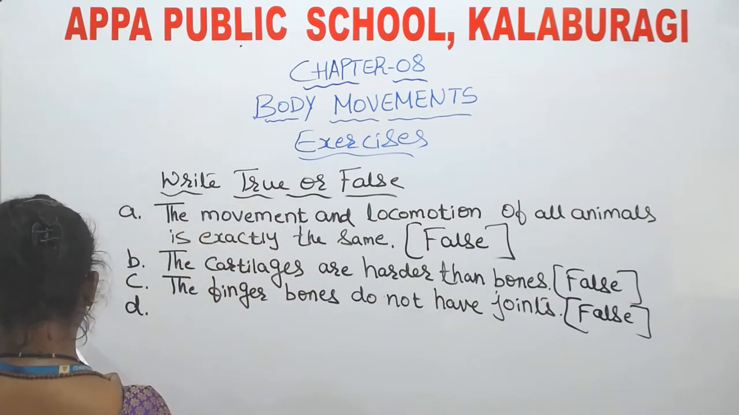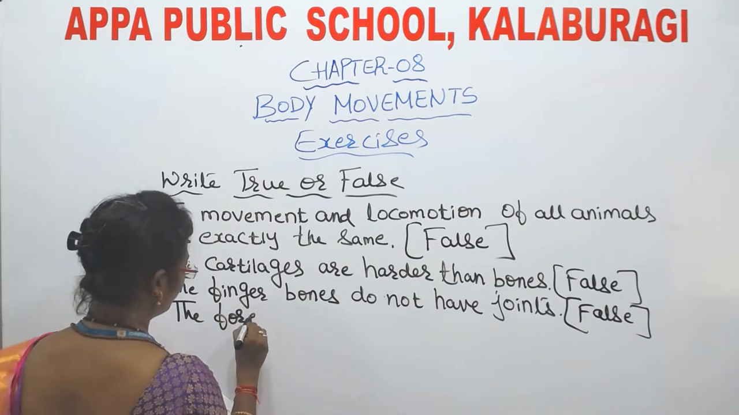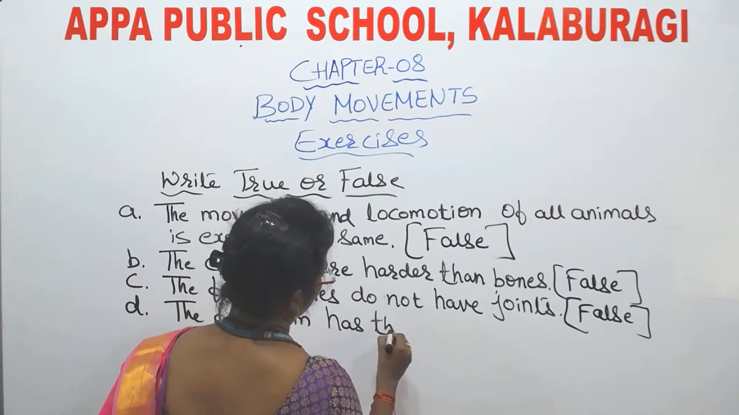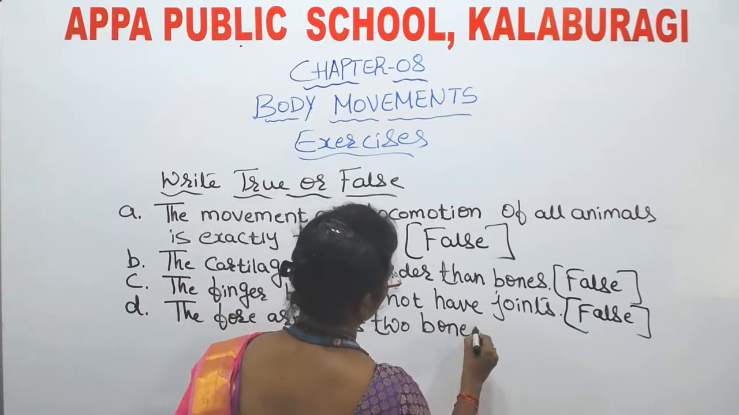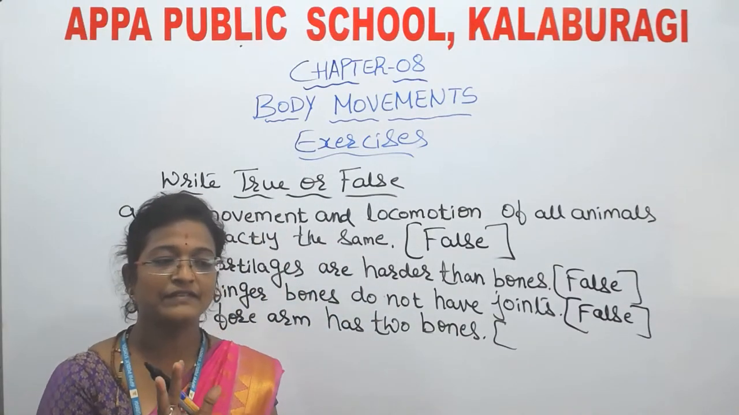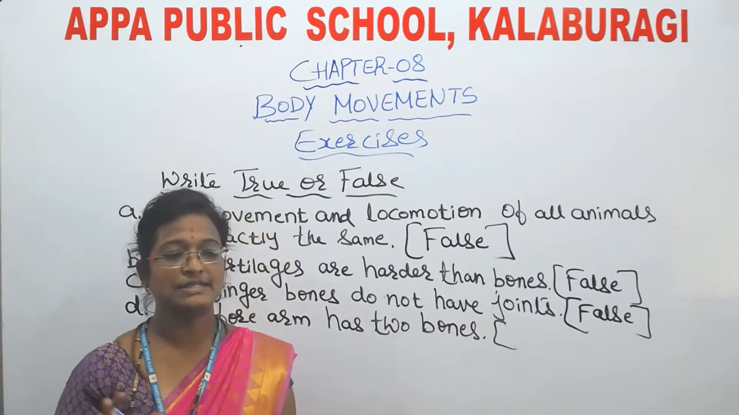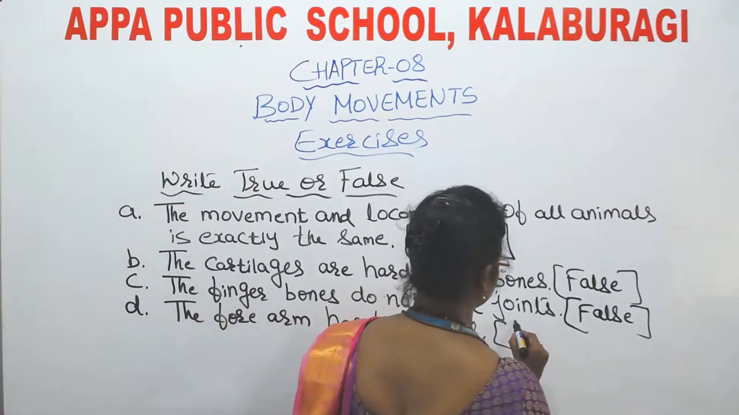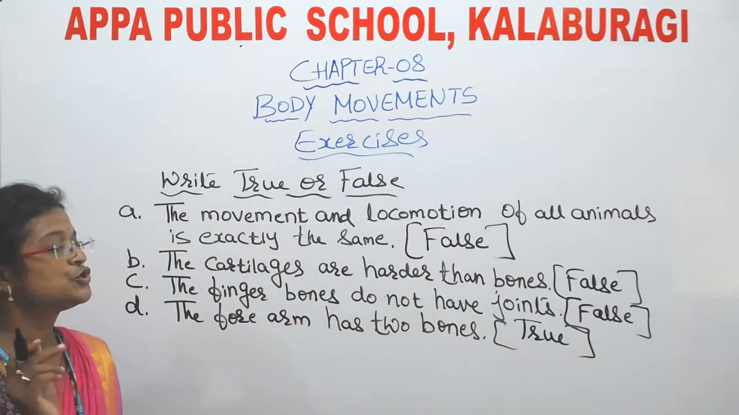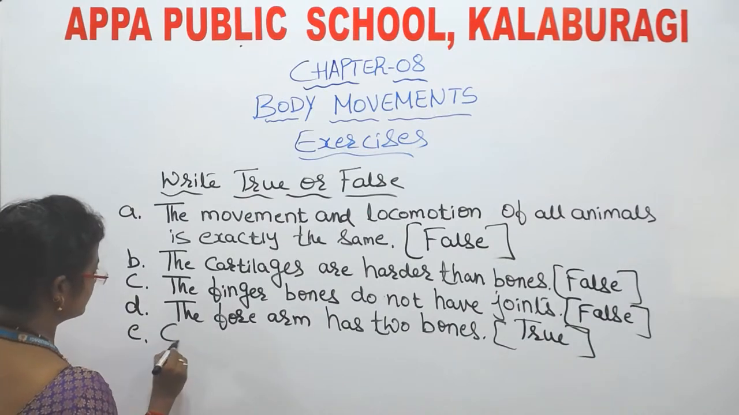Next, D. The forearm has two bones. The forearm has two bones, isn't it? So this is a correct statement. It is true. The forearm has two bones.